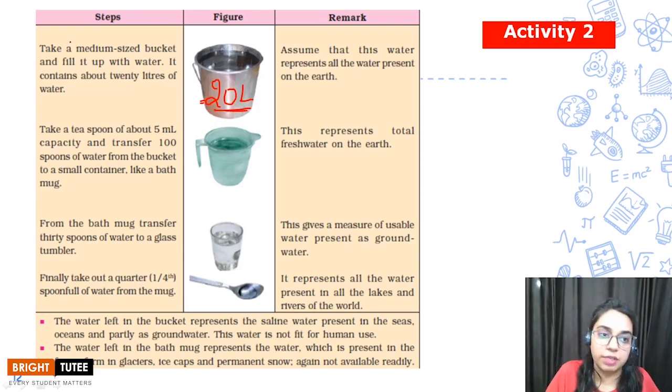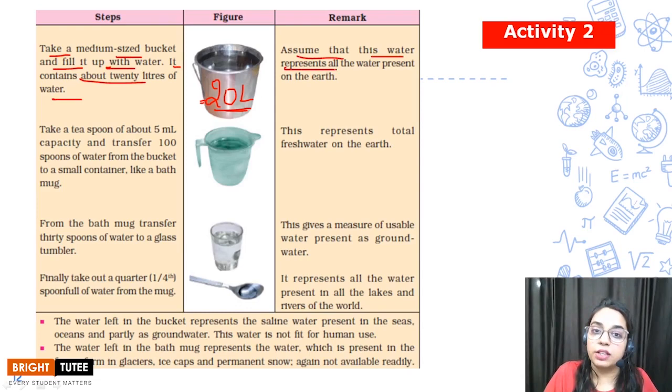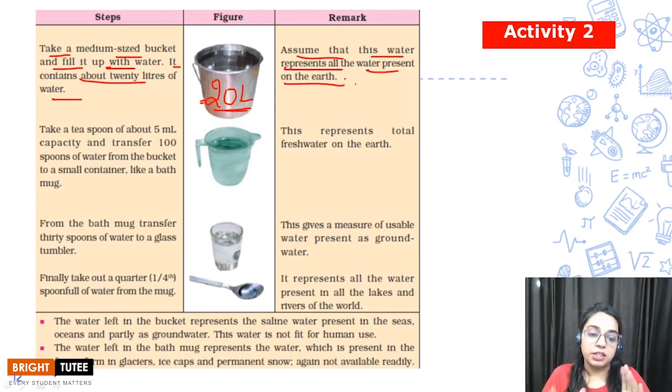So let's just read about it. Take a medium sized bucket and fill it up with water. It contains about 20 liters of water, and we have to assume that this water represents all the water which is present on earth. So just imagine this water which is in the bucket as the complete water which is available on the surface of earth.